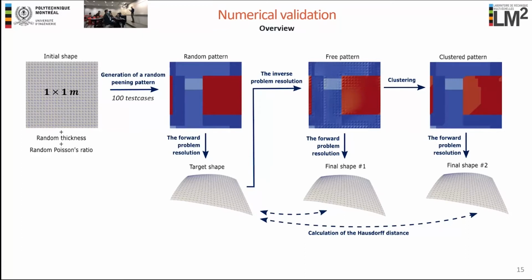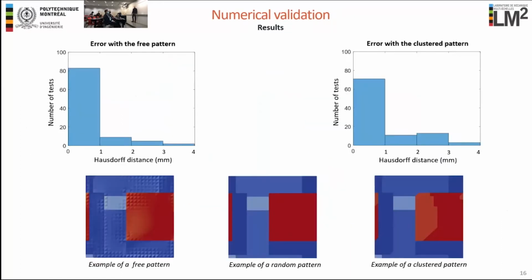And to quantify the error, we solved the forward problem once again for the free pattern and for the clustered pattern, and we measured the Hausdorff distance between those two final shapes and the target shapes that they were supposed to reproduce. We can see the results here.